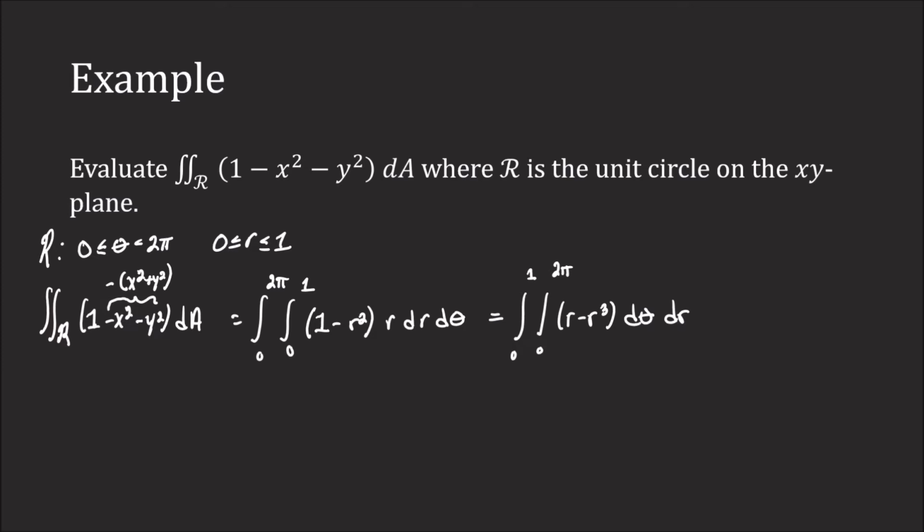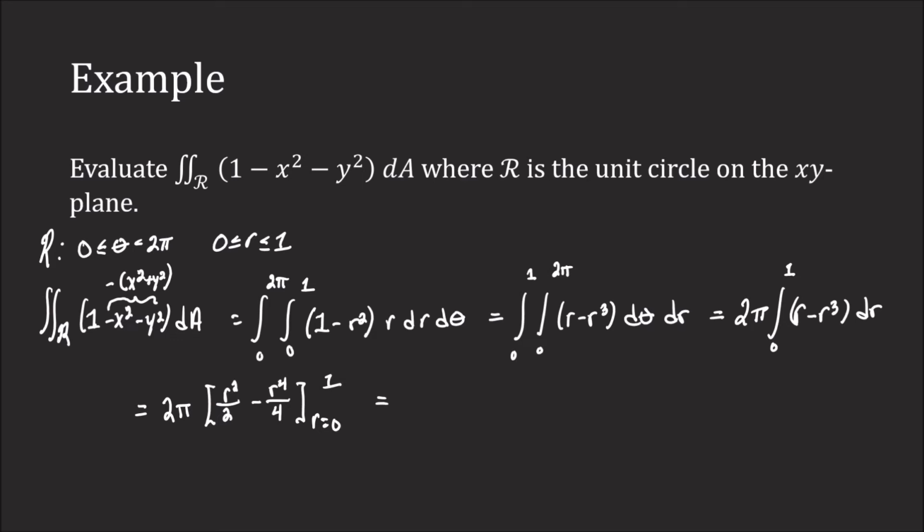And the only reason I do this is because there is no theta. So the integral from 0 to 2 pi of just d theta is 2 pi. So we get 2 pi times the integral from 0 to 1, r minus r cubed dr. So this becomes 2 pi times the quantity r squared over 2 minus r to the 4th over 4, evaluated from r equals 0 to 1. We wind up with 1/2 minus a quarter, which is a quarter, times 2 pi, and you get pi over 2.